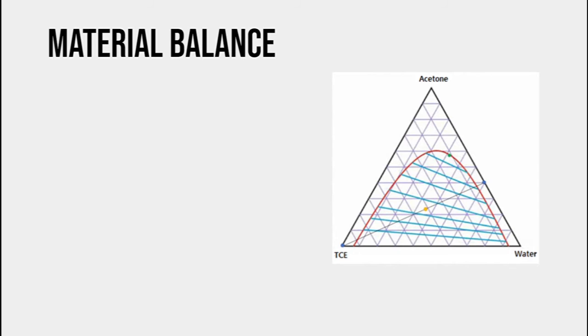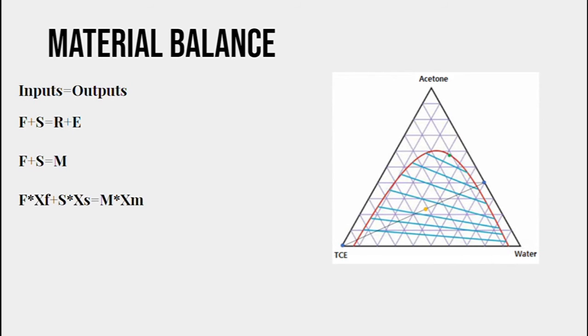First of all, we need to propose the material balance in the unit. Inputs equal outputs, since no reaction is taking place, so feed plus solvent equals raffinate plus extract. Also, as shown before, the feed and the solvent get mixed together, so feed plus solvent equals mixture. The material balance can be made including the solute: feed times acetone fraction in the feed plus solvent times acetone fraction in the solvent equals mixture rate times acetone fraction in the mixture.